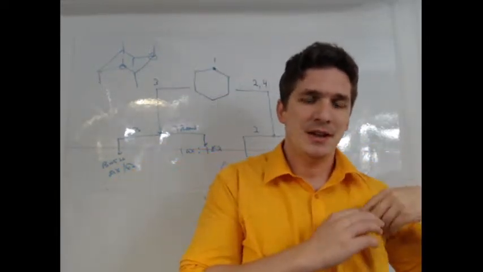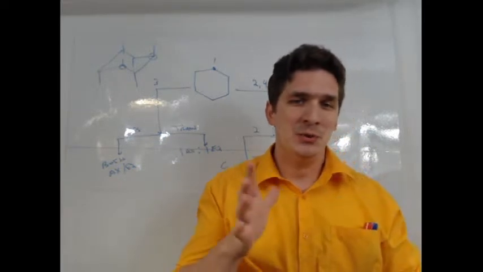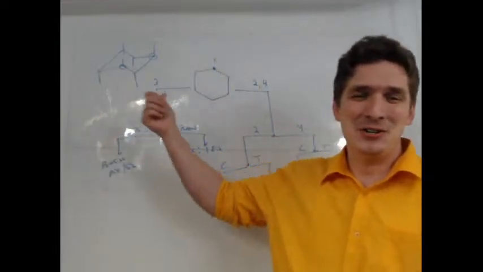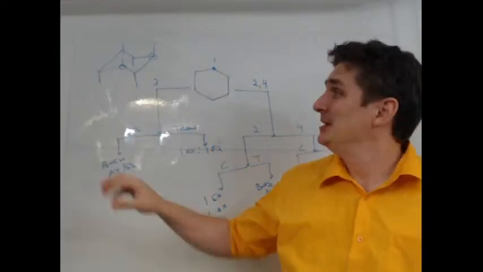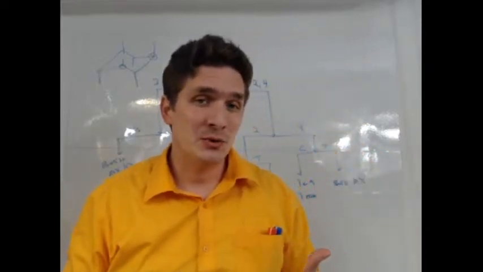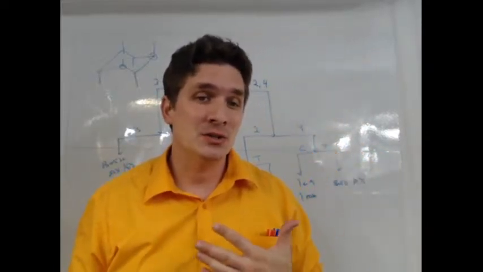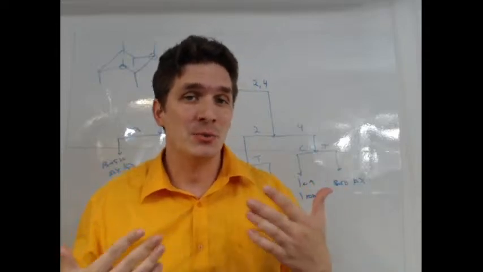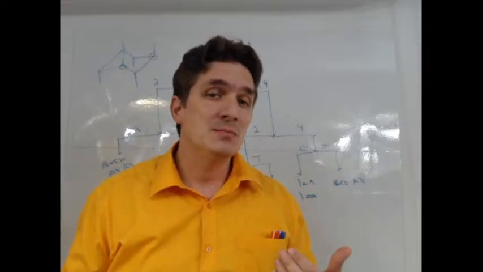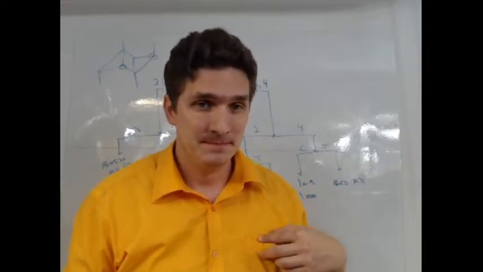So this is how we take the 3D drawing and we convert it to the 2D drawing. So figure out where they are relative to one another. Figure out if they're going to be axial or equatorial relative to each other. Again, there is interconversion, so it doesn't matter if they're both axial or both equatorial. This is only going to be reflected in terms of stability. But their relative positions to each other need to be correct.